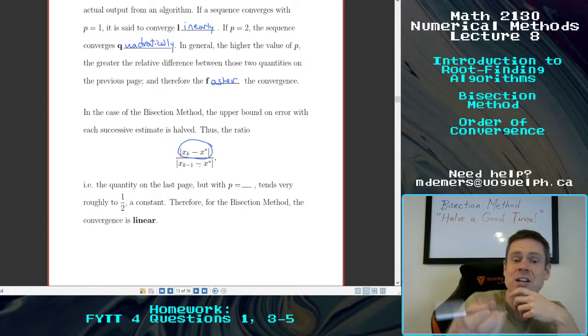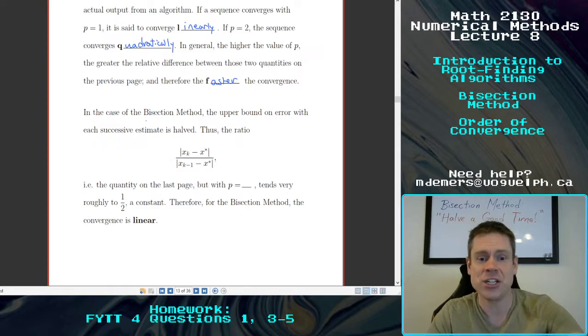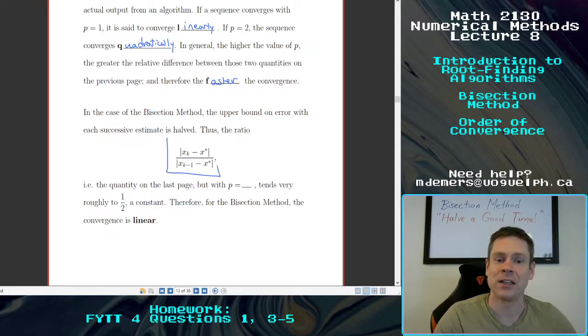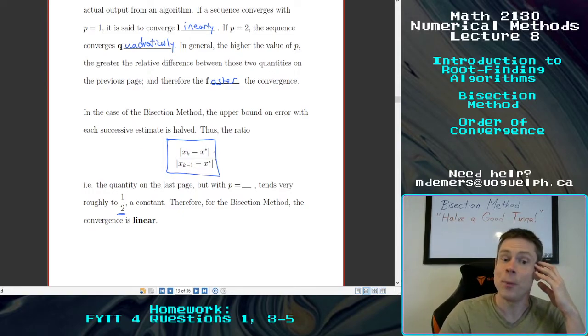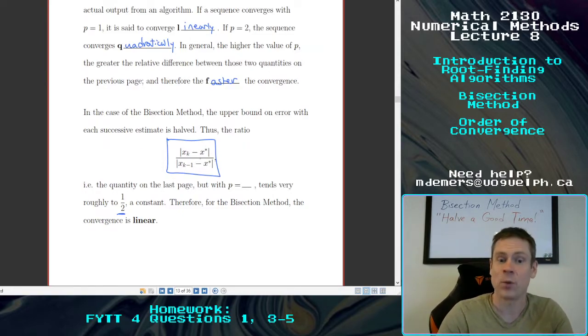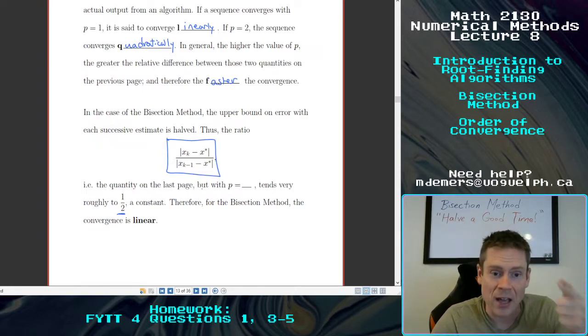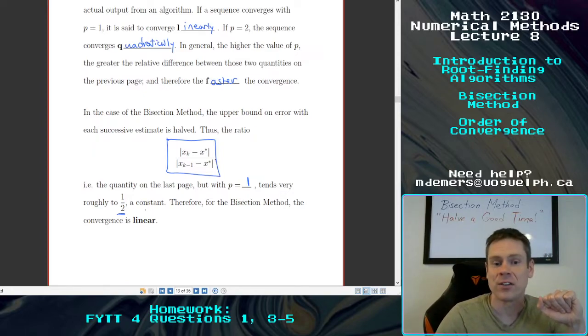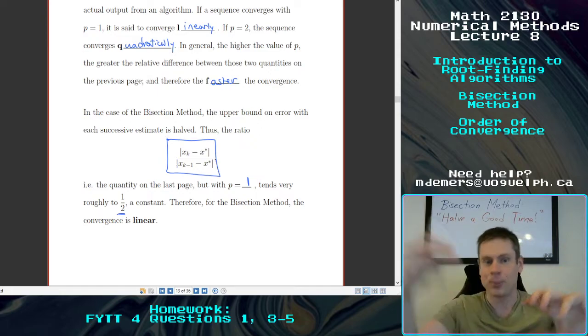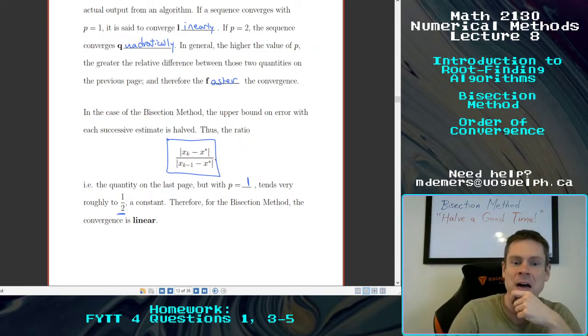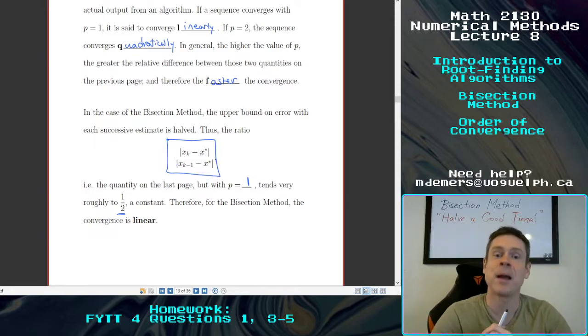And so this ratio, which is exactly the one that appears on the last page, but with no exponent right here, has to tend to 1/2, because the quantity on top can be no bigger than half the size of the quantity on the bottom. So this quantity on the last page, but with p equals 1, tends roughly to 1/2, a constant. And because that p is equal to 1, we don't raise the bottom to any exponent to get that distance on the top. The convergence is linear for bisection method.